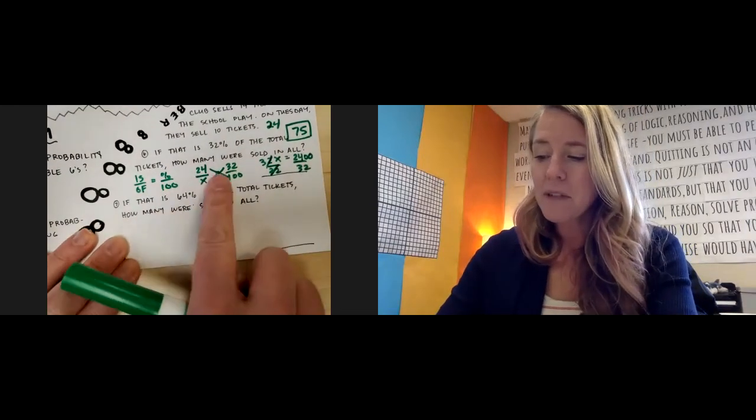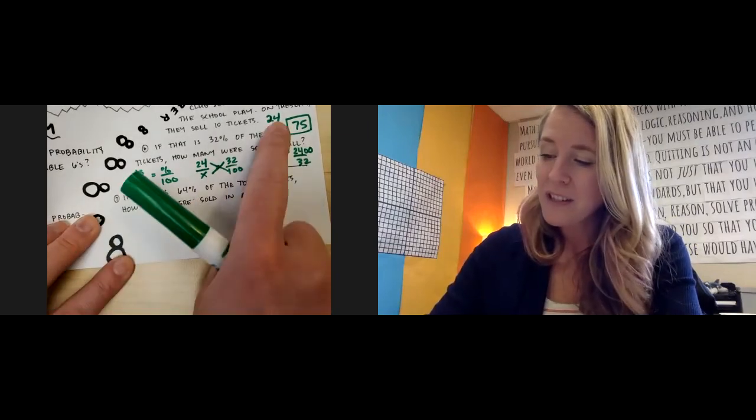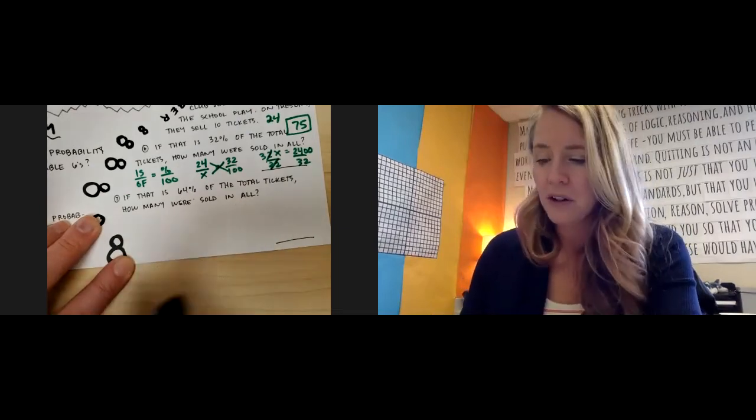You can set the same type of proportion for 64%, so that if that was 64% of the total amount, how many are there going to be in all?